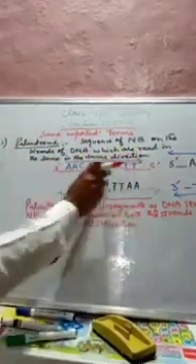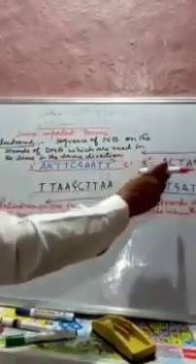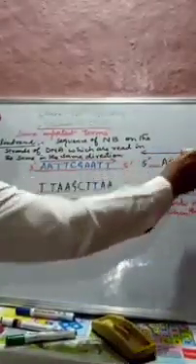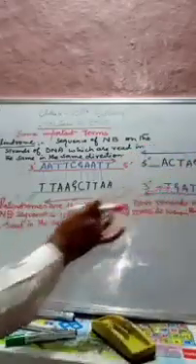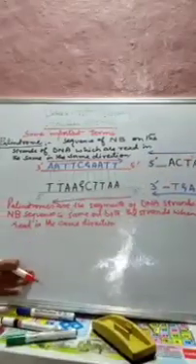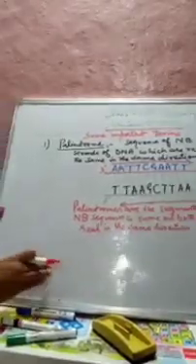is the same. Here also the sequence is the same from 5 prime to 3 prime, and again from 5 prime to 3 prime, so the sequence of these nitrogen bases is somewhat the same.